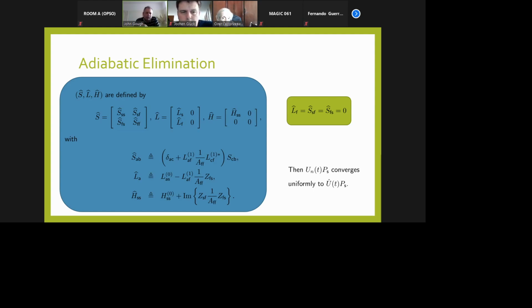So when you've got all of these conditions, they're able to prove the following result: if you consider P of S, the projection onto the slow subspace, then the sequence of unitaries parameterized by this n, which is an increasing coupling strength, as n tends to infinity, we get this uniform convergence to this limit object u hat, where u hat is described by these coefficients s hat, l hat, and h hat.